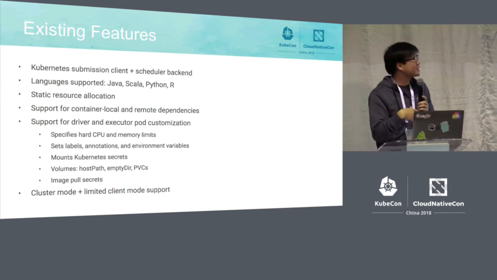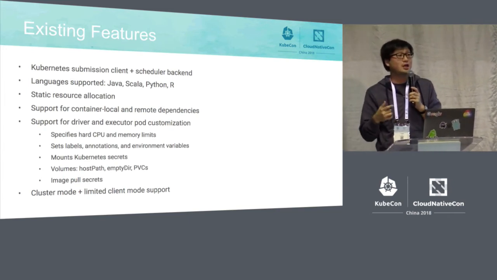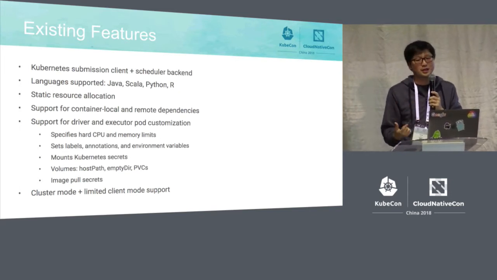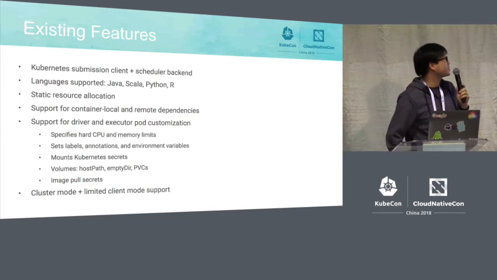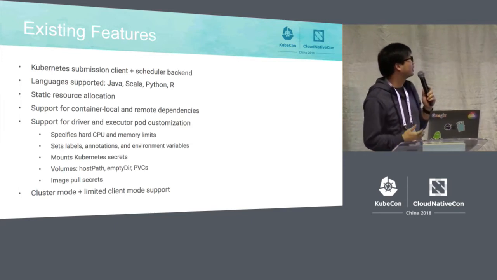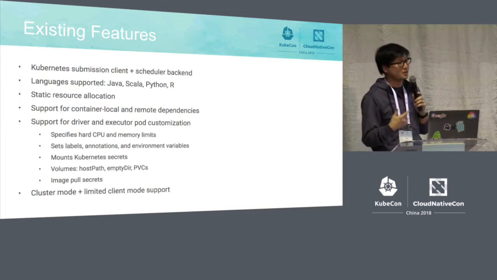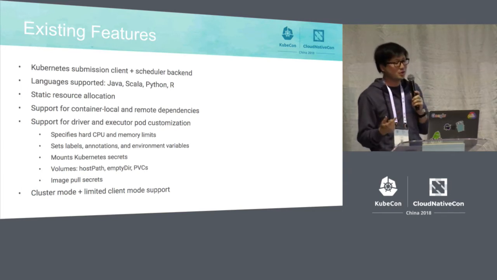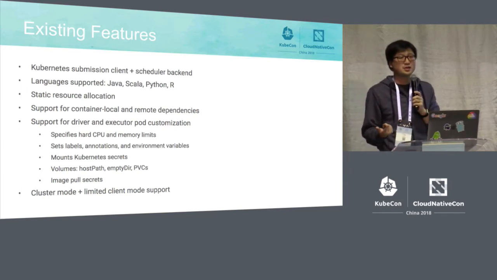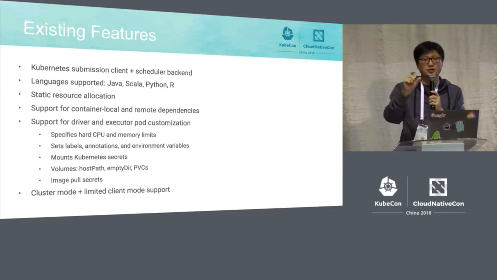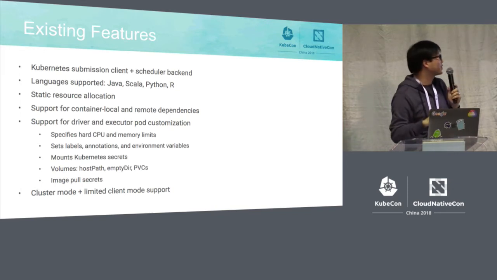So this basically gives the list of existing features as of Spark 2.4. We have the basic submission client and the native scheduler backend in the repo. We also support these languages, so you can use Java, Scala, Python, or R. It also supports running SQL queries. For example, you can set up the SQL, I forgot what it's called, but there's some kind of a server you can run in Spark, then you can send SQL queries to. So you can also do that.